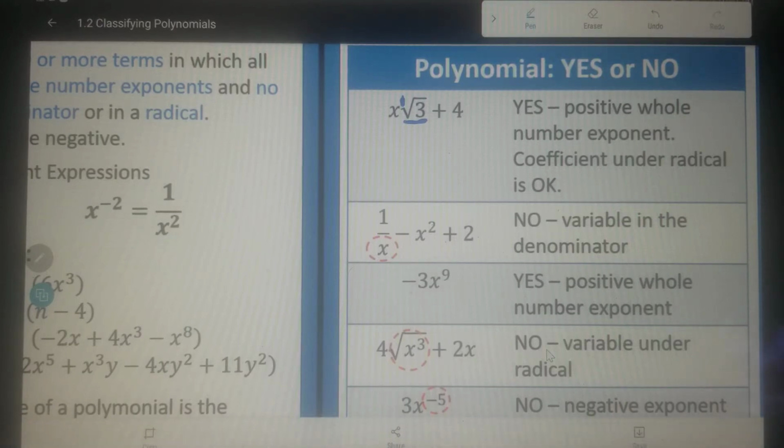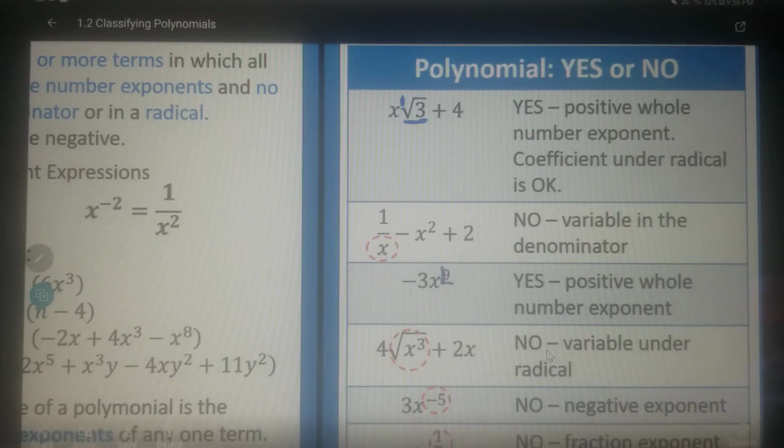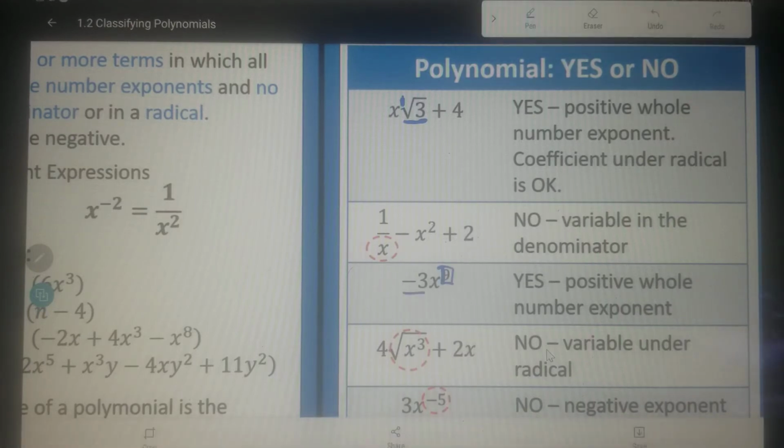This one's a no because it has a variable in the denominator. This one is a yes because 9 is a positive whole number. It's okay if the coefficient is negative. This one is a no because it has a radical. This one is no because it has a negative 5.